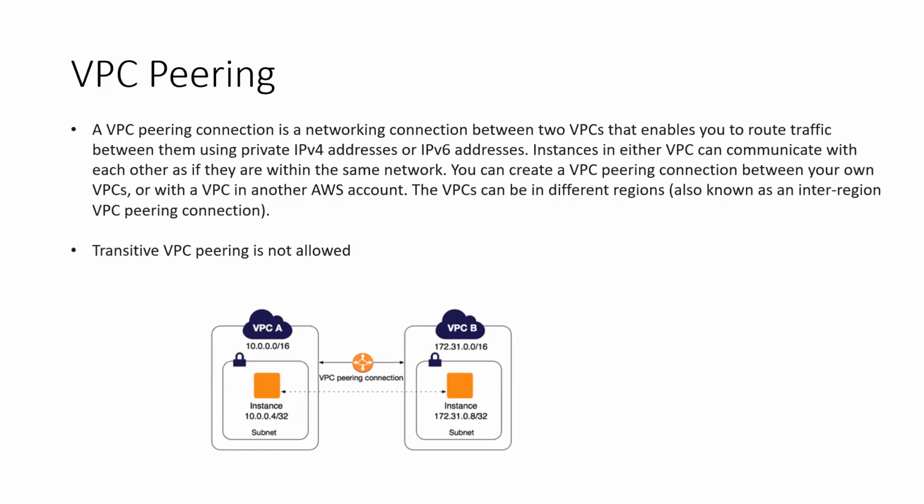Typically, as I said, your QA will have its own VPC and your prod will have its own VPC, and you can have VPC peering between them and put some rules around that.